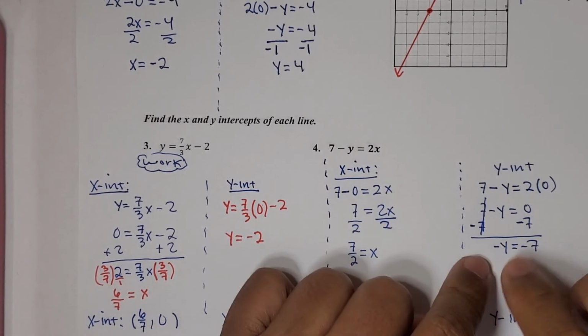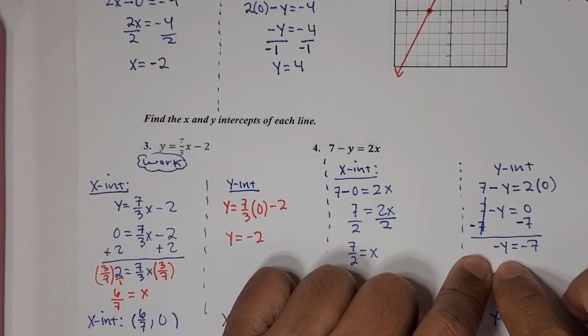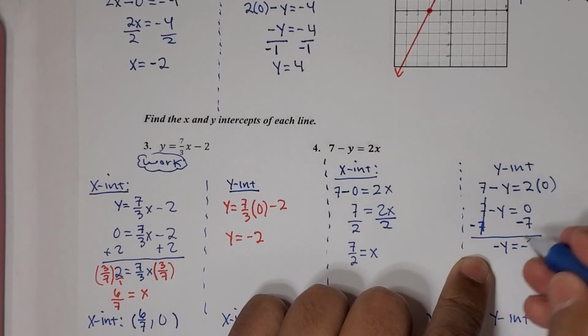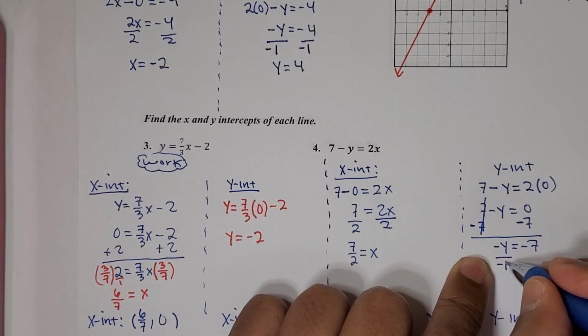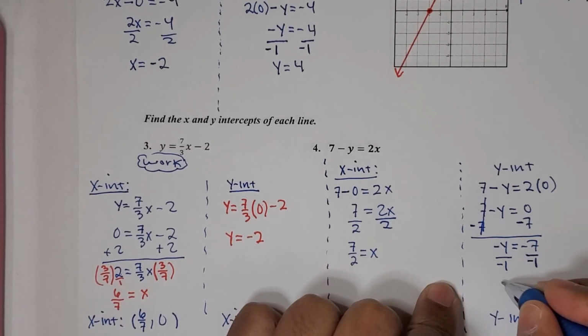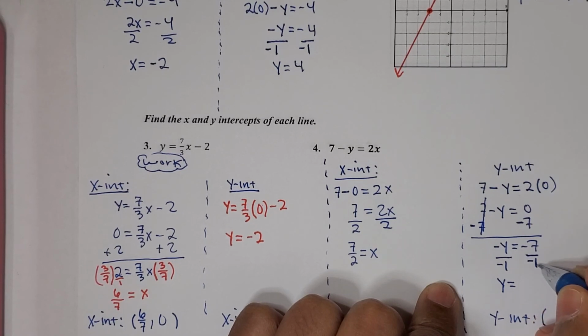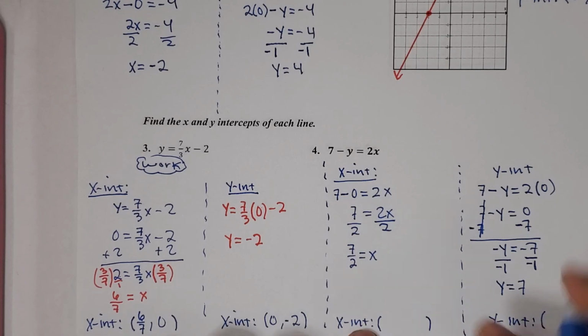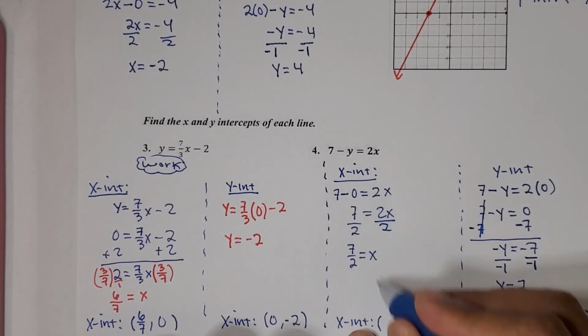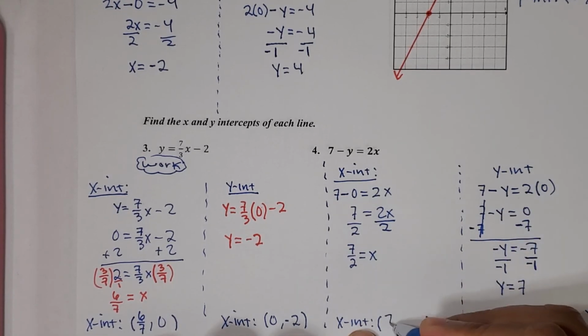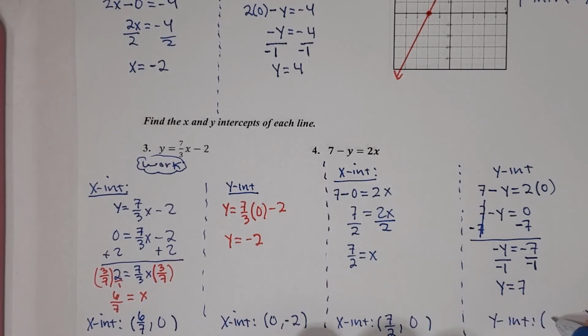And again, we're not interested in negative y. We want positive y. So what I'm going to do next is I'm going to divide by -1 because I only have one y. So then this gives me the positive y that I wanted, and this is negative 7 divided by negative 1. That becomes a positive 7. Now, the x-intercept coordinates are going to be 7 halves and 0, and the y-intercept is going to be 0 and 7.